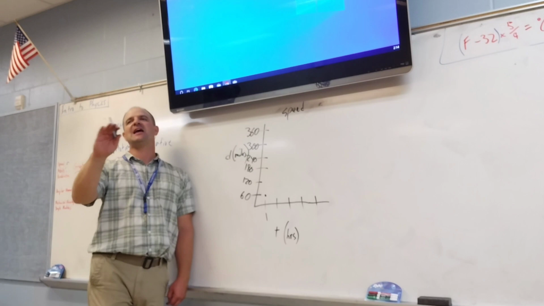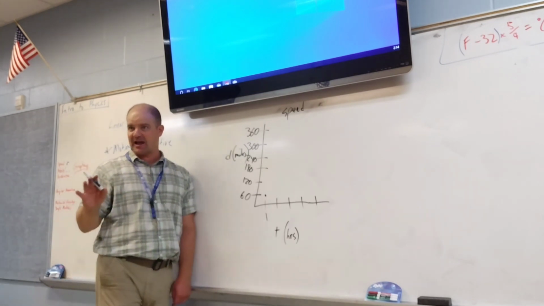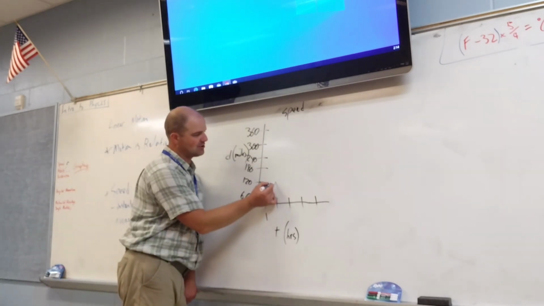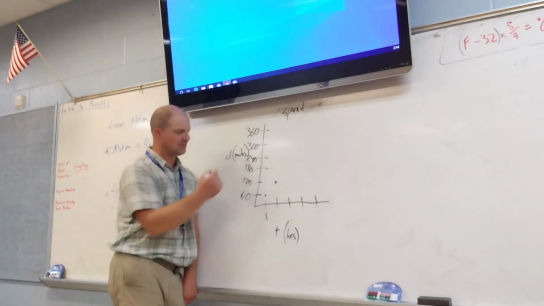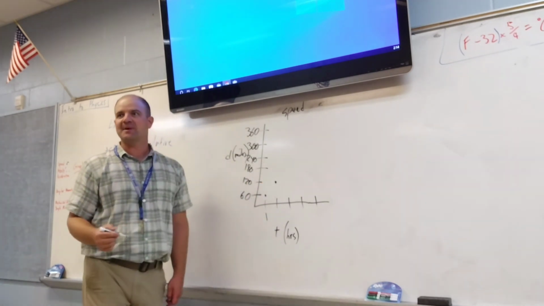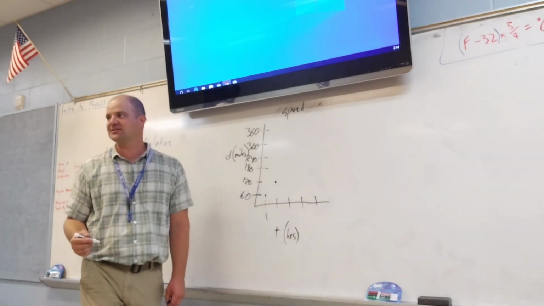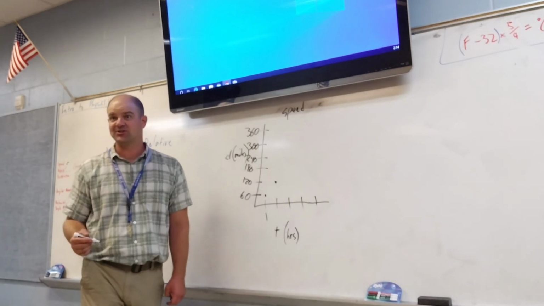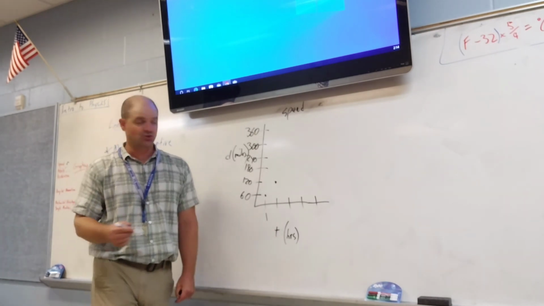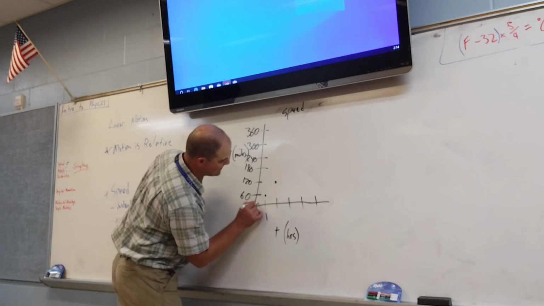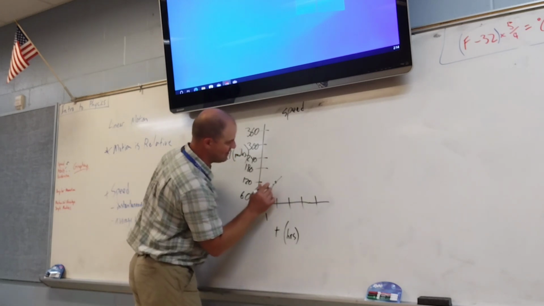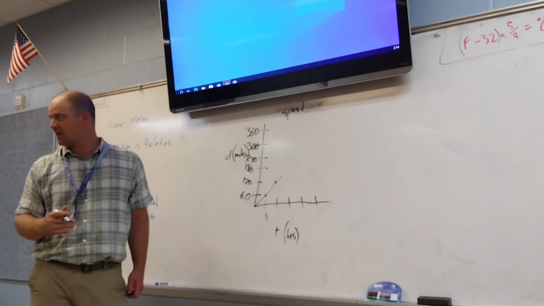Let's say we maintain 60 miles an hour for the next hour. That's the average speed. So we got hour 2. We did another 60 miles, now we're up to 120 miles. What is my line looking like if I'm maintaining a steady speed? Is it straight or curved? Straight. If I'm maintaining a steady average speed, my line should look relatively straight.